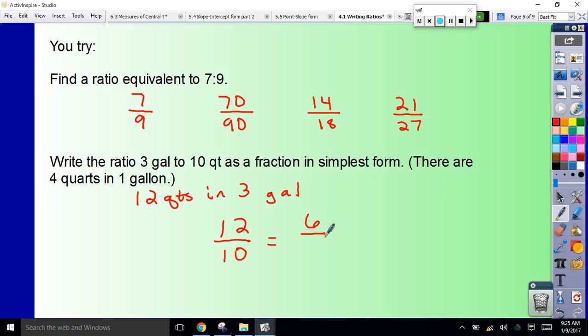Now, some of you change this to a mixed number, but when we're writing ratios, you don't want to change it to a mixed number because then you no longer have 6 to 5, you have 1 and 1 to 5, which is not a ratio anymore. So you have to keep it in its improper form. Don't change it to a mixed number when you're doing ratios.